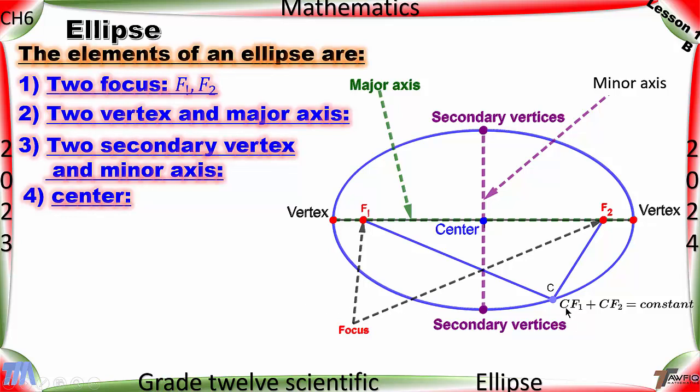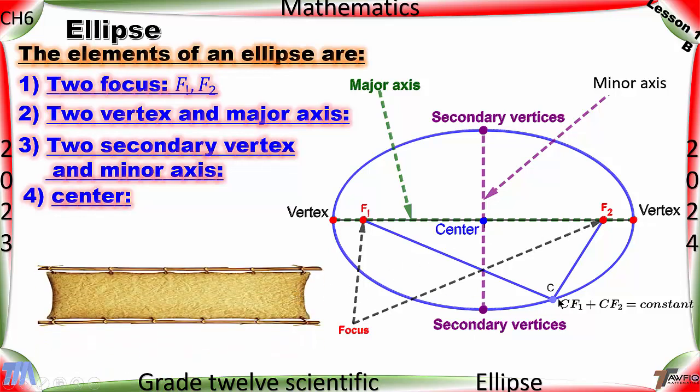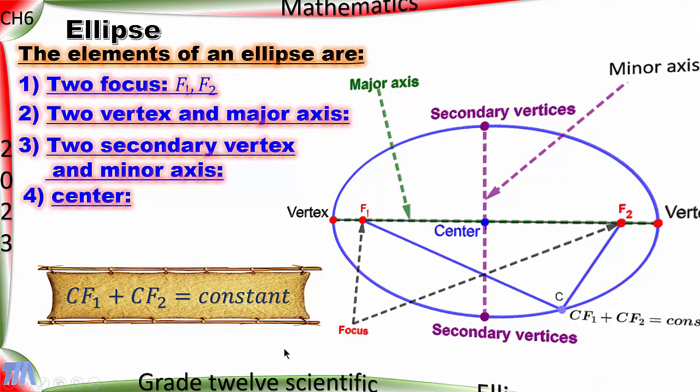And if we take any point like C, the sum of the distances between C and the two foci is a constant. That means CF1 plus CF2 is equal to a constant.